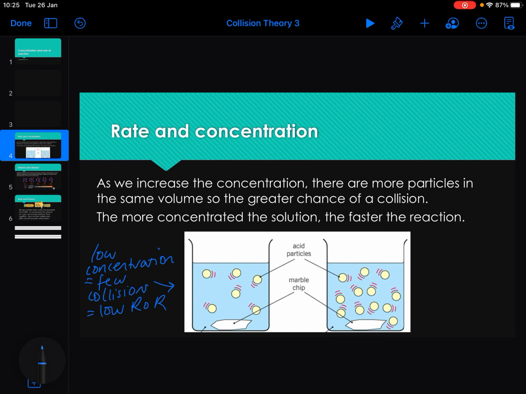Yeah. So you've got acid particles and a marble chip, and as you know, acid and marble react together. On the right-hand side, you have a high concentration, which means many collisions, which means high rate of reaction. Okay, so if you can please pause the video, write that down, and perhaps also draw that diagram as well. It's quite a nice one.